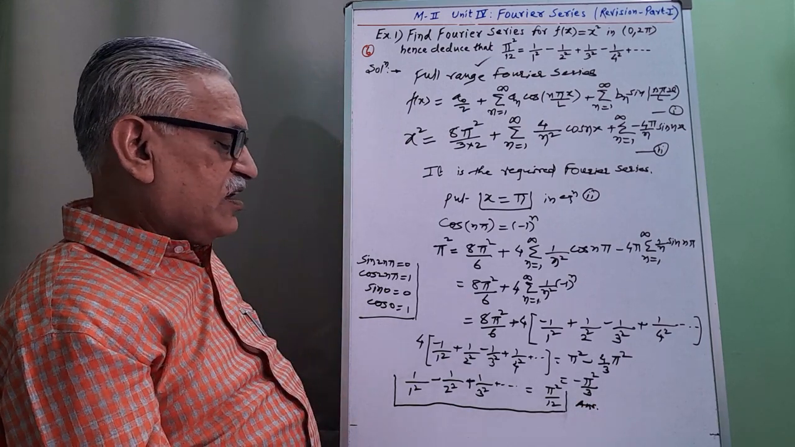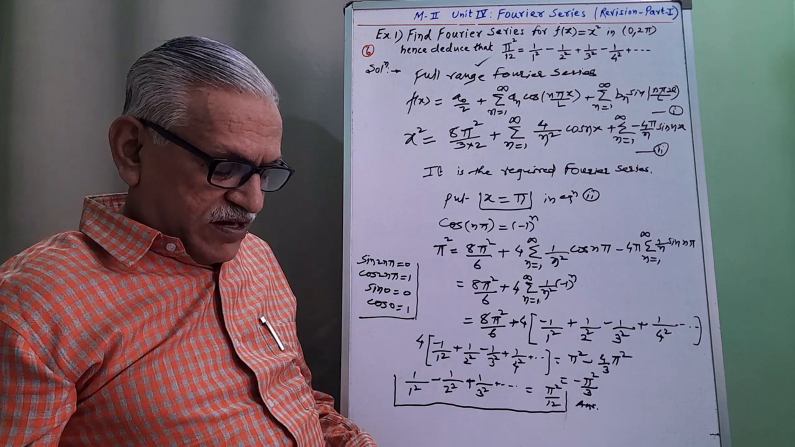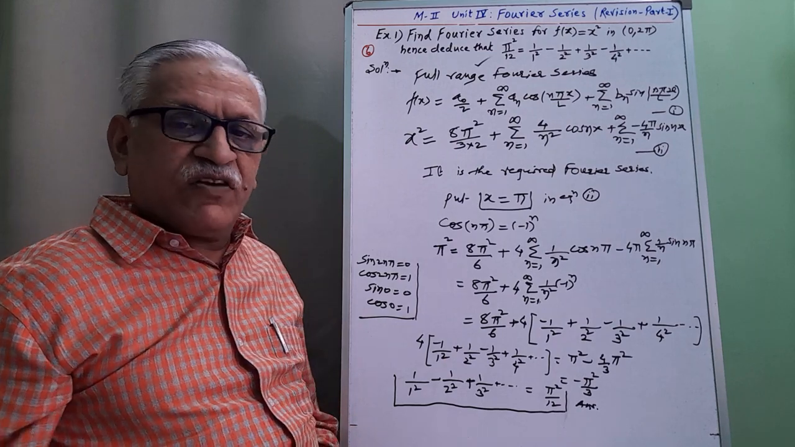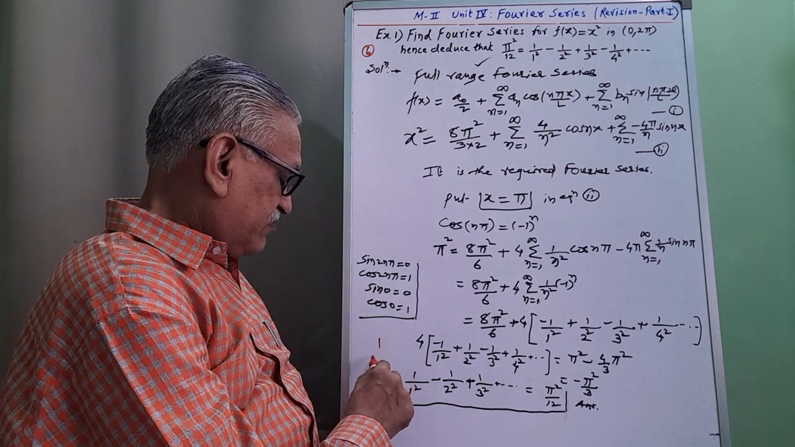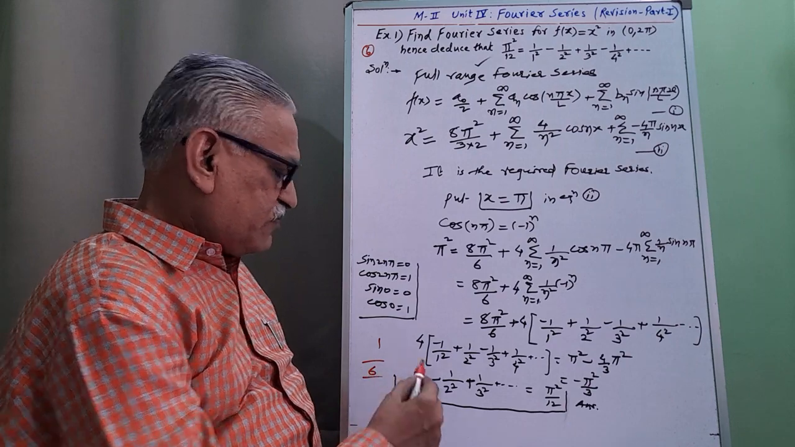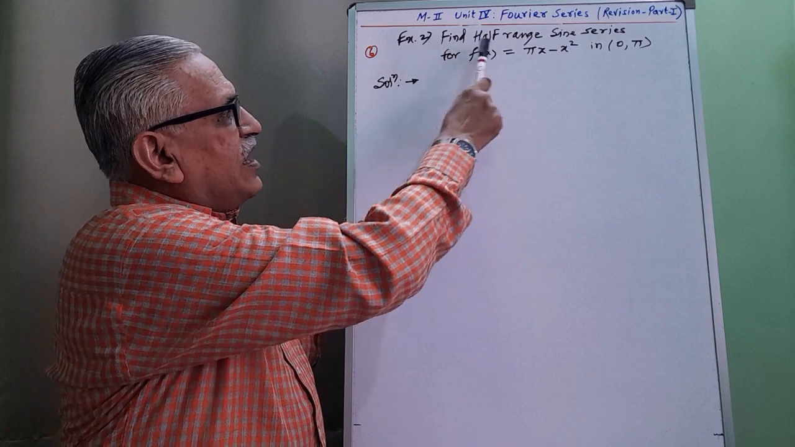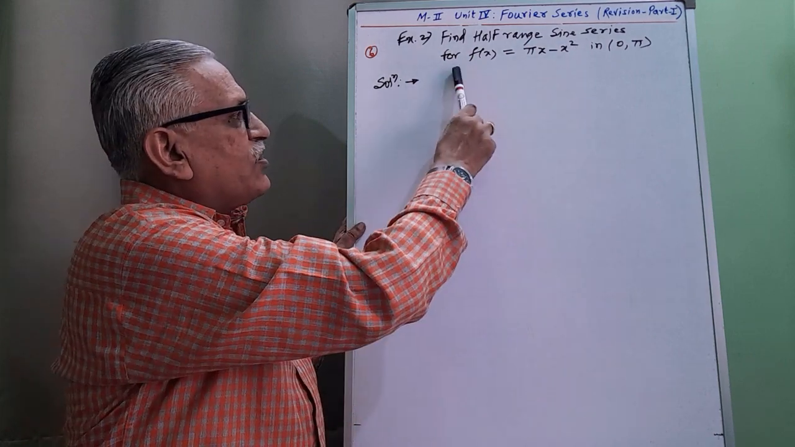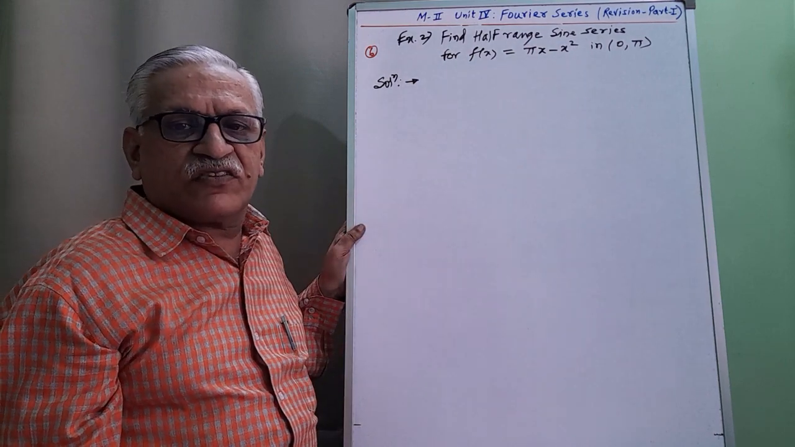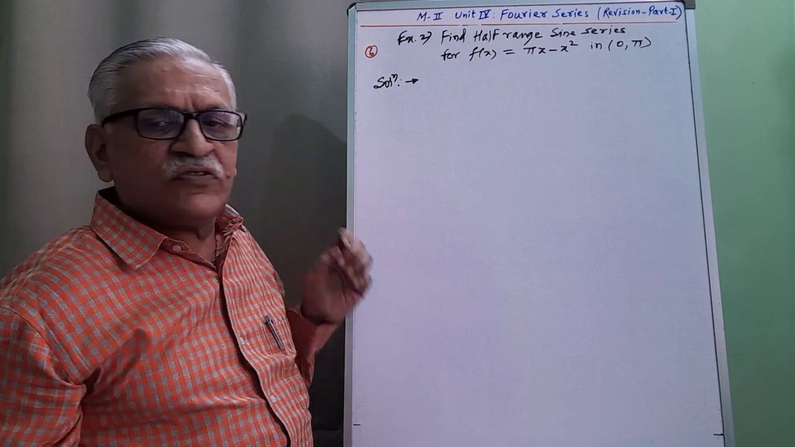A required answer. And for this step, that last 1 mark or remaining 1 mark, total 6 marks. Second example, find half range sine series for f of x is equal to pi x minus x square in the interval 0 to pi.